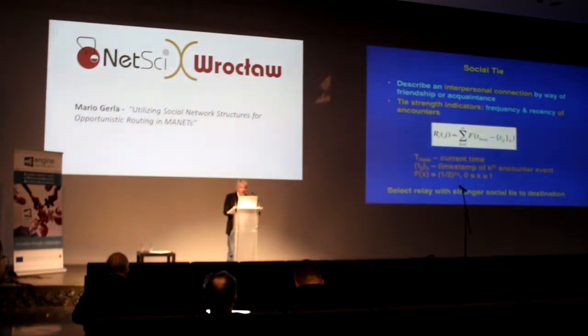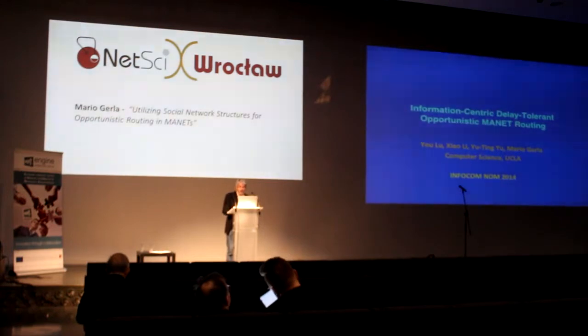So select a relay with a stronger social tie to the destination than you, for example. That would be a good criterion to move on with. Okay, so this was the background about the social network information we will be using to do our routing.